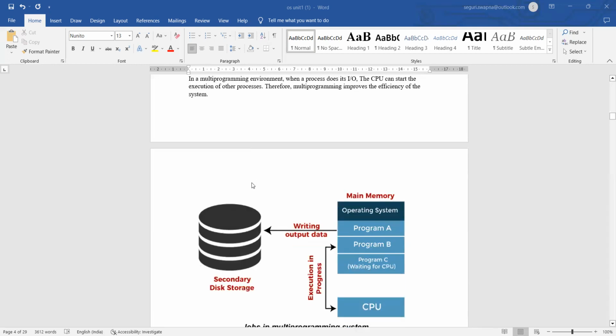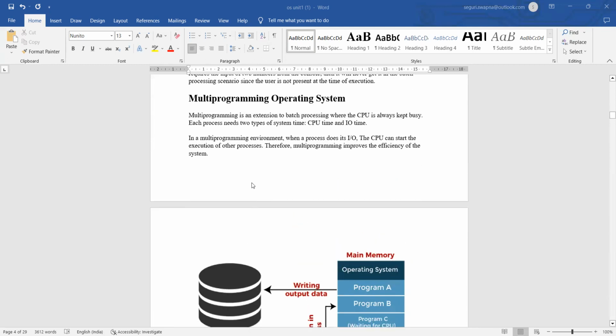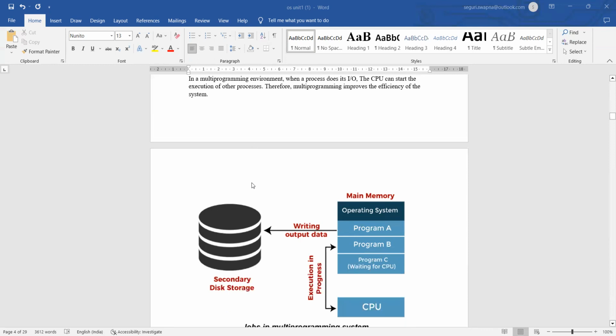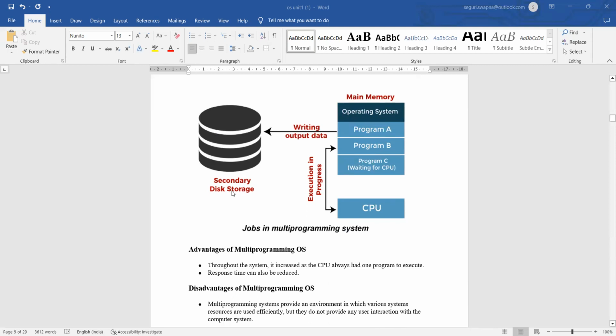In this multi-programming operating system, the CPU is kept busy every time with some process. That is, the CPU will be executing multiple processes at a time. Here you can see this is our secondary memory. This is our CPU. So every time the jobs from the secondary memory are transferred into the main memory, and from there they are passed into the CPU and the execution is performed. So every time the CPU will be busy with some program and performs multiple programs at a time.